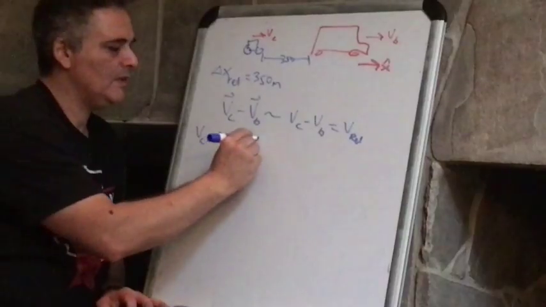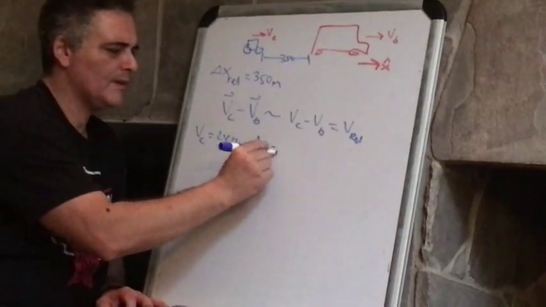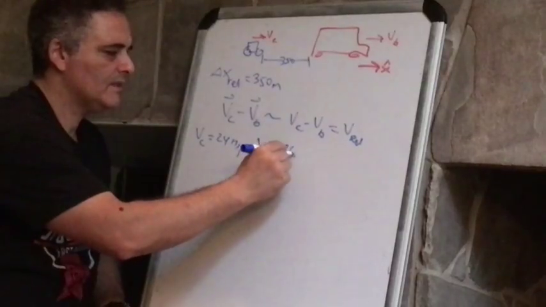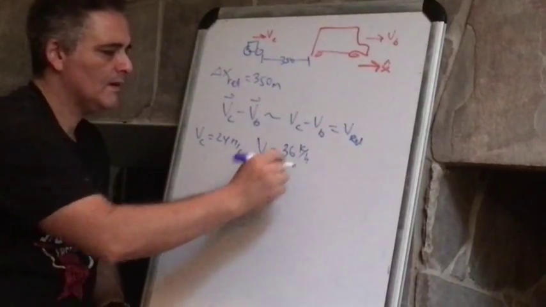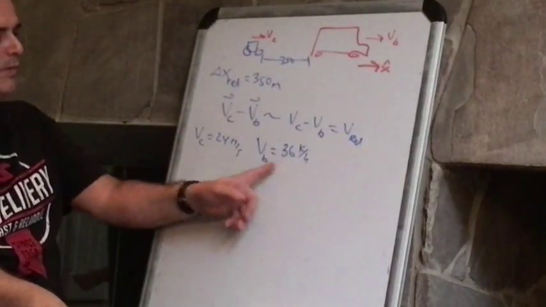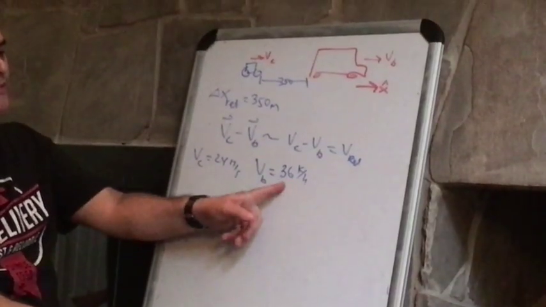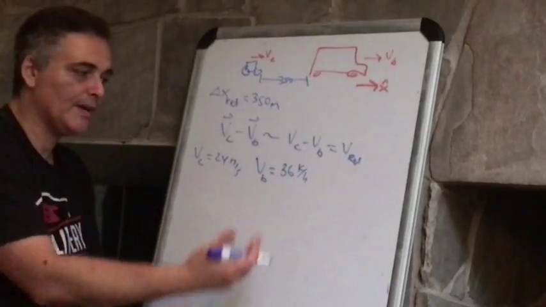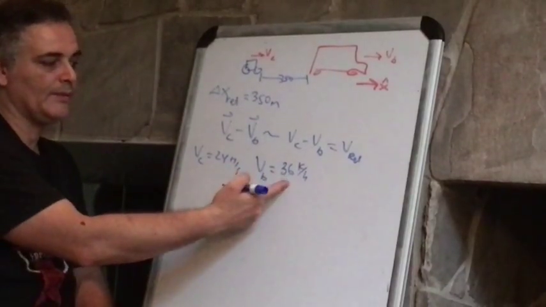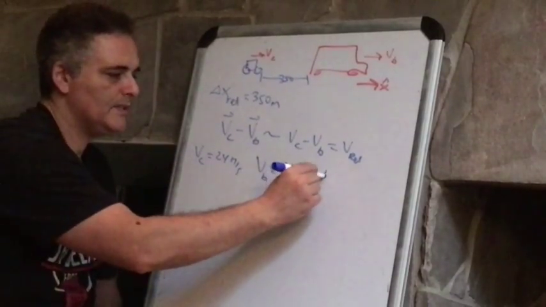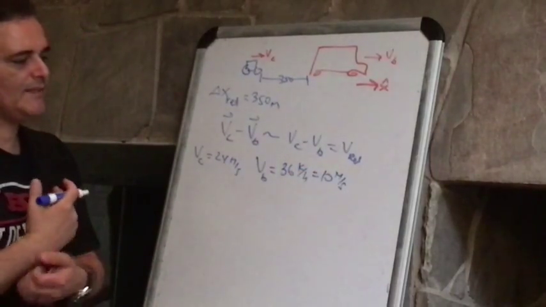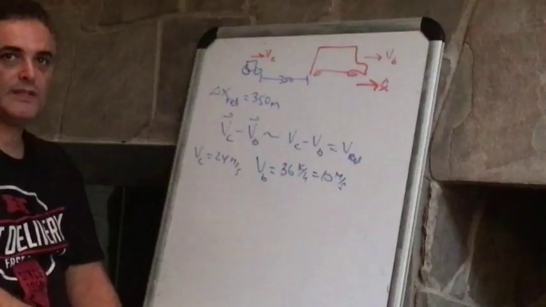And then vb, the v of the bus, was in kilometers per hour or something? 36? Yeah. Okay, 36 kilometers per hour. Now, we want everything in the same unit, so this has got to be converted to meters per second. And remember, whenever we have kilometers per hour, we divide by 3.6. So 36 divided by 3.6 is easy. It just means 10 meters per second. If I'd made it 72, then there'd be 20 meters per second, and so on.